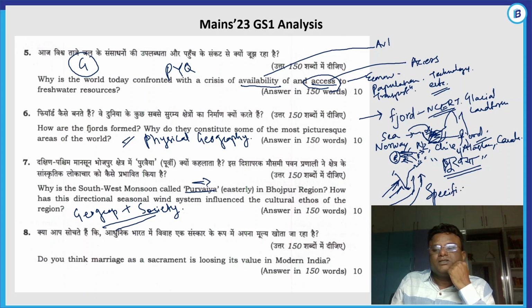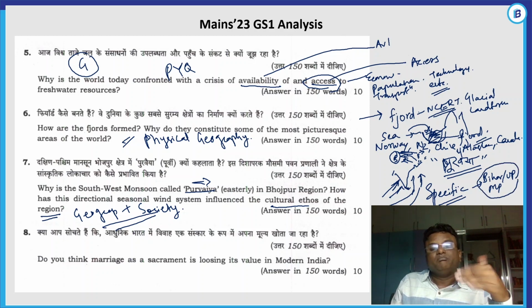But I have a little problem with this question, because this is a very, very specific question. It is okay to ask that in geography, but it is asking for the cultural ethos of the region. So people from Bihar or UP or maybe MP are going to benefit because they know this region really, really well. They may know much more relevance of Purvaiya in their songs, dance, drama, literature, etc., and may be able to answer this question more effectively. But yeah, that's how it is. So this is a mixed question, geography and society. So a combination of subjects.